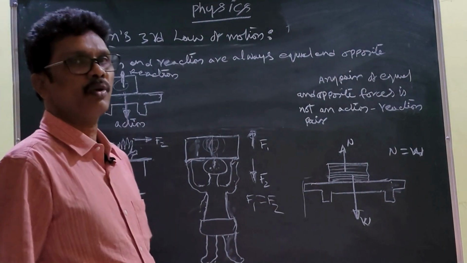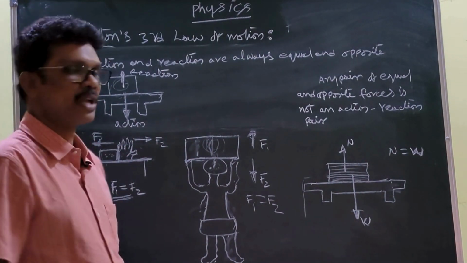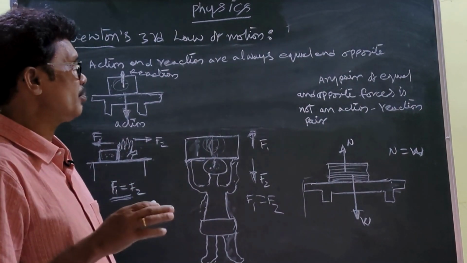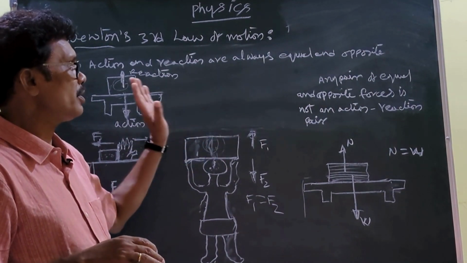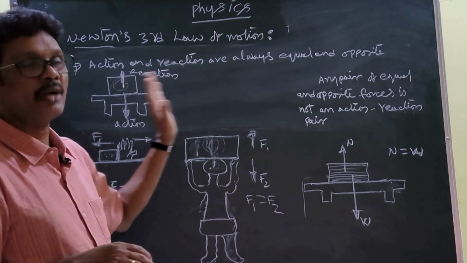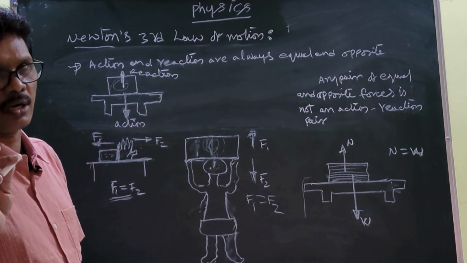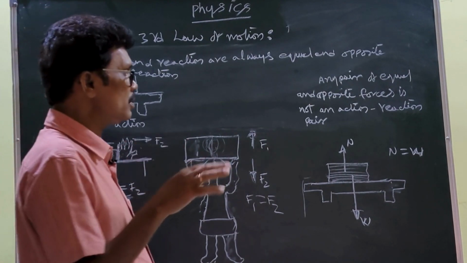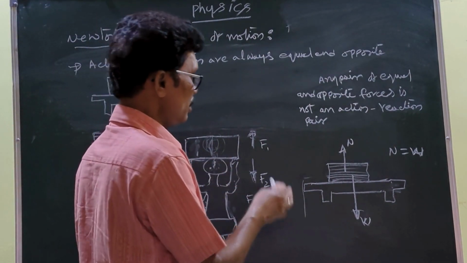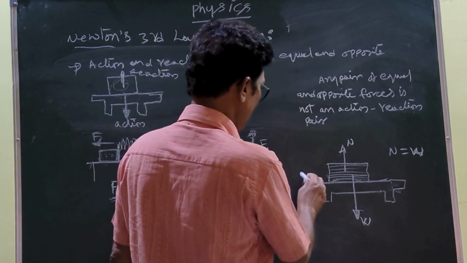And any pair of equal and opposite forces is not an action and reaction pair. That means any equal and opposite forces do not necessarily satisfy Newton's third law. How is it that they do not satisfy Newton's third law? We can understand from this diagram.